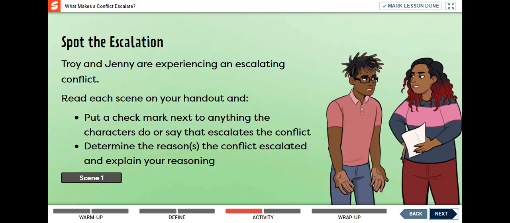So we're going to spot the escalation. We have 4 scenes. It shows that you're going to have a handout, but because we are doing these on Edpuzzle, we will do it virtually. Troy and Jenny are experiencing an escalating conflict. We're going to read each scene, and we're going to talk about which of the 4 reasons their conflict escalated from minor to major.